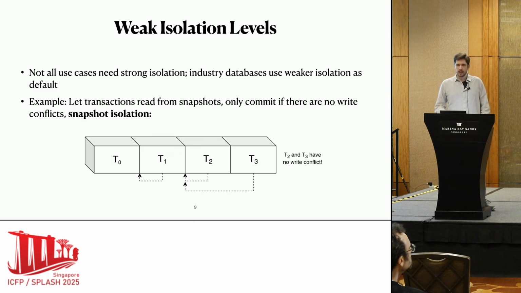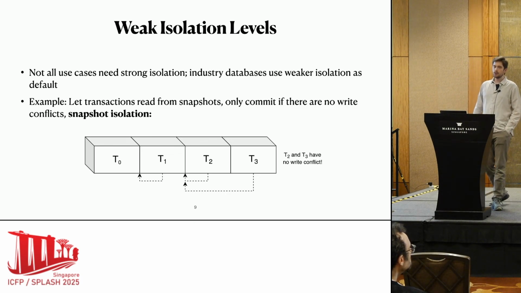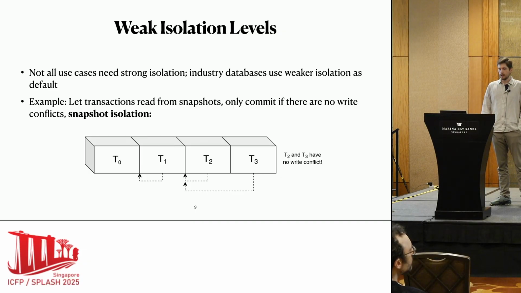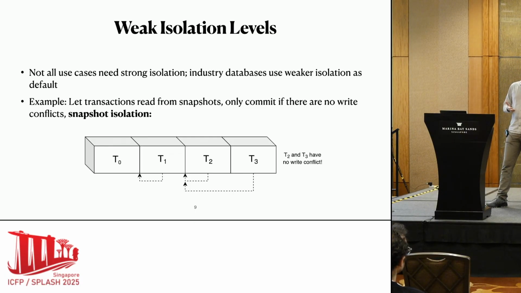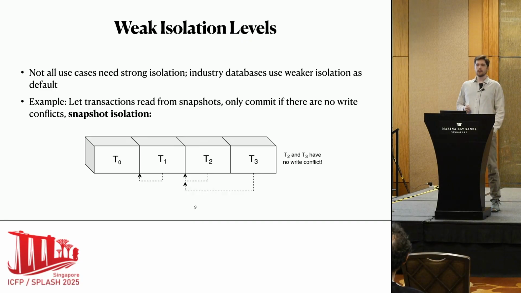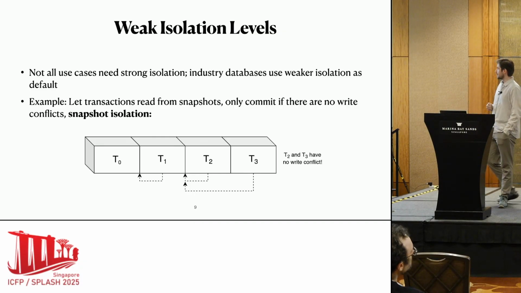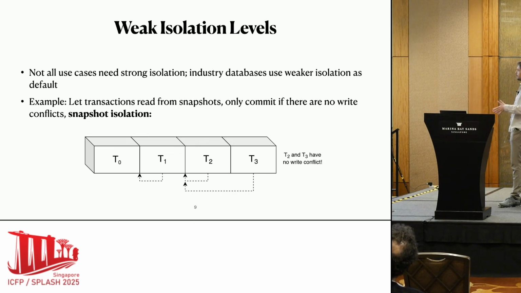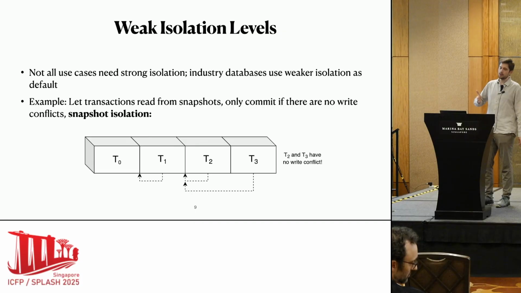So we are quite lucky in that there are weaker guarantees, and we call these weak isolation levels. Many people have made the observation that not all use cases need strong isolation. In fact, if you create an application tomorrow and you find a database on your favorite cloud provider, then by default it is not going to run strong isolation. It will run one of these weaker levels. An example of one of the most popular levels is called snapshot isolation. This is different from serializability in the sense that transactions read from snapshots of the database, and we call these starting snapshots. They are the most recent snapshot at start time.